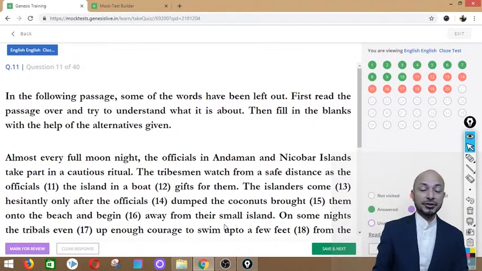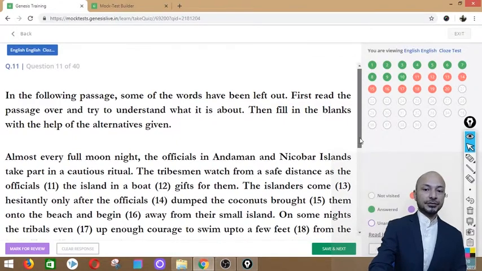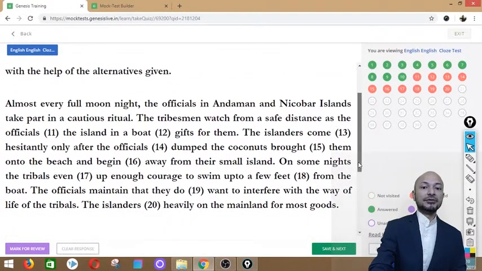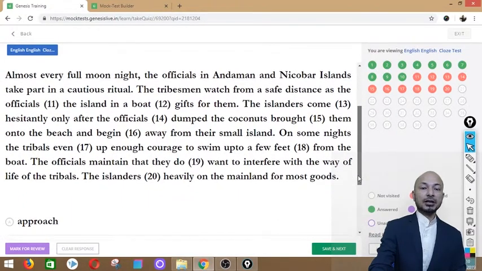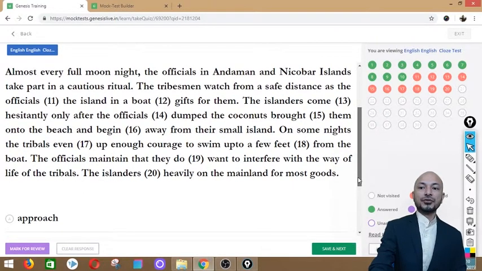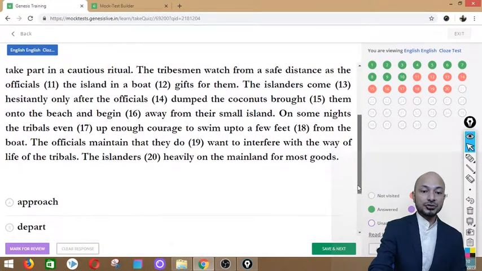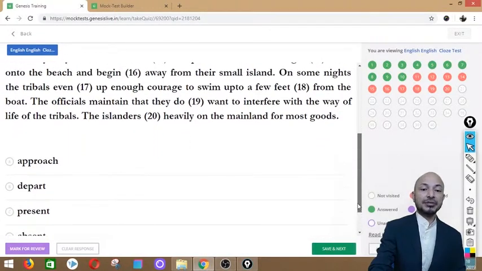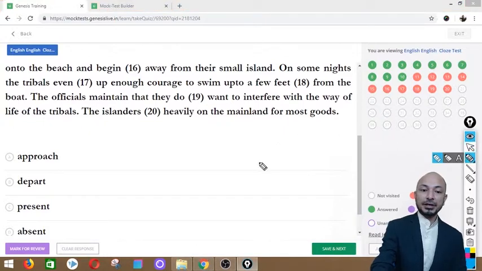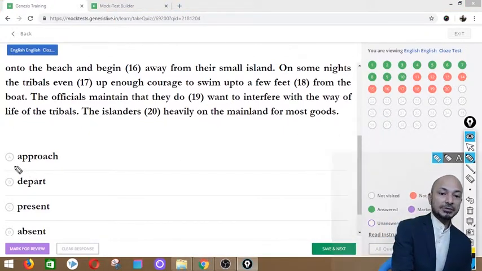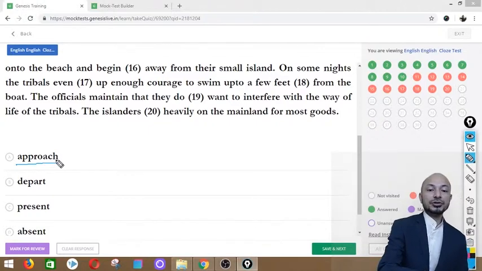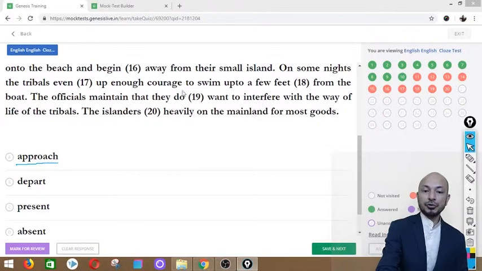So on to the next passage now, and it's question number 11, and let's read the passage first, what it says. It's part of the Cloze test, of course. So it reads, almost every full moon night, the officials in Andaman and Nicobar Islands take part in a cautious ritual. The tribesmen watch from a safe distance as the officials dash the island in a boat. So is it going to be approach the island, depart the island, present the island, or absent the island? And it is going to be the first option, which is option A, which says approach the island in a boat. So let's click on approach and say next.